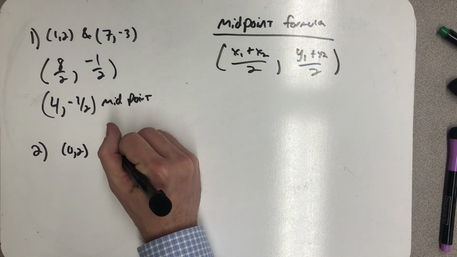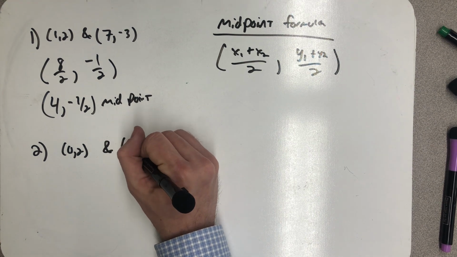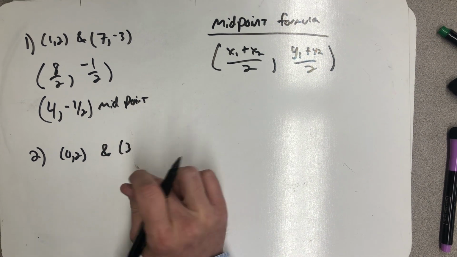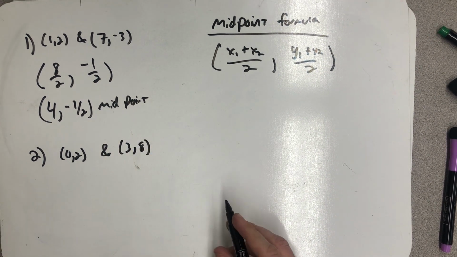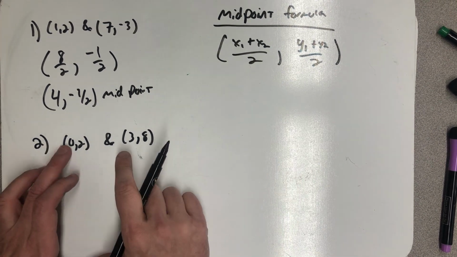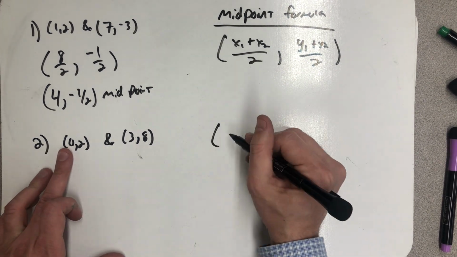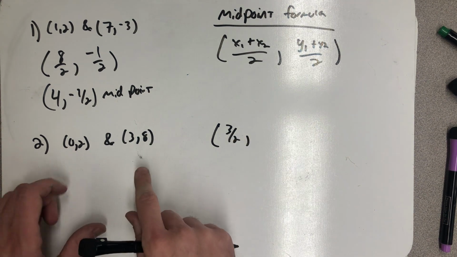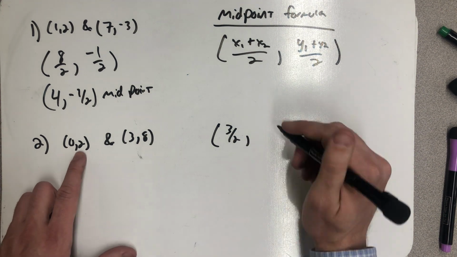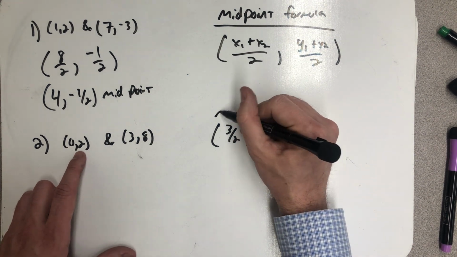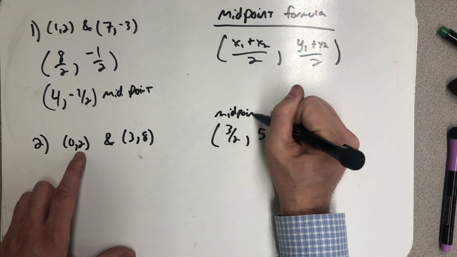And 0, 2 and 3, 8. So again, we're asked to find the midpoint of the line segment joining these 2 points. So just use this idea. I have 0 plus 3 is 3, over 2 is 3 over 2. 8 plus 2 is 10, divided by 2 is 5, and there is our midpoint.